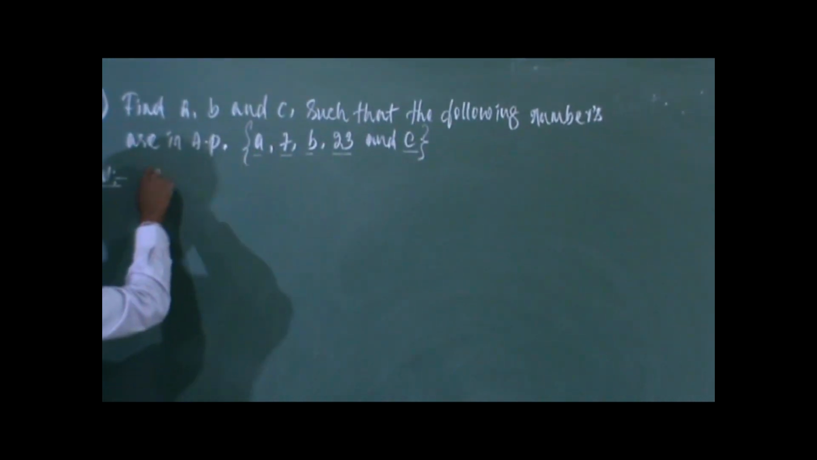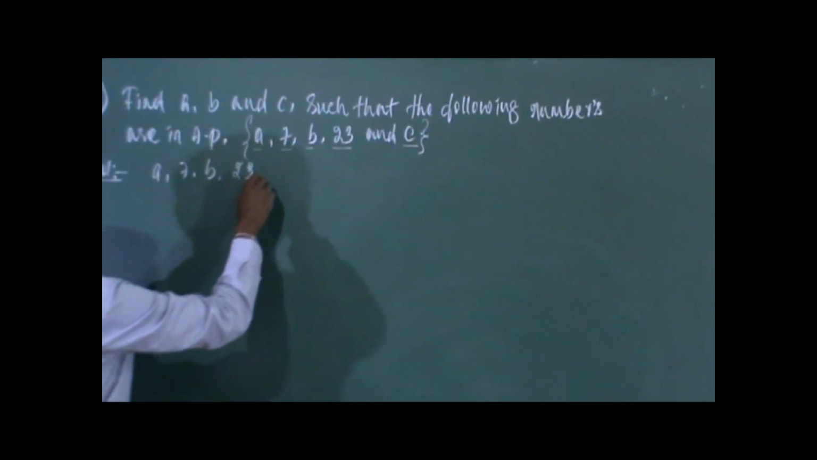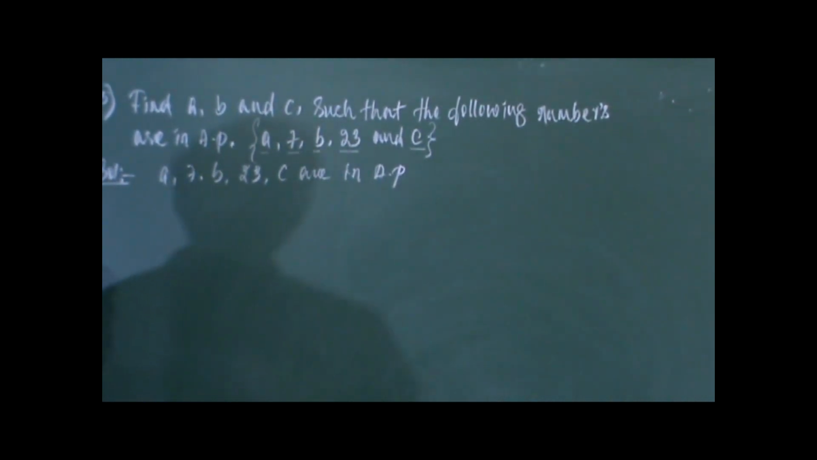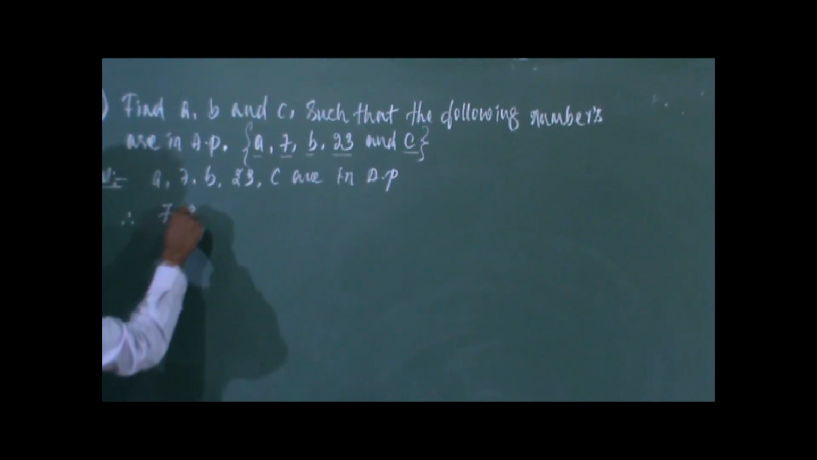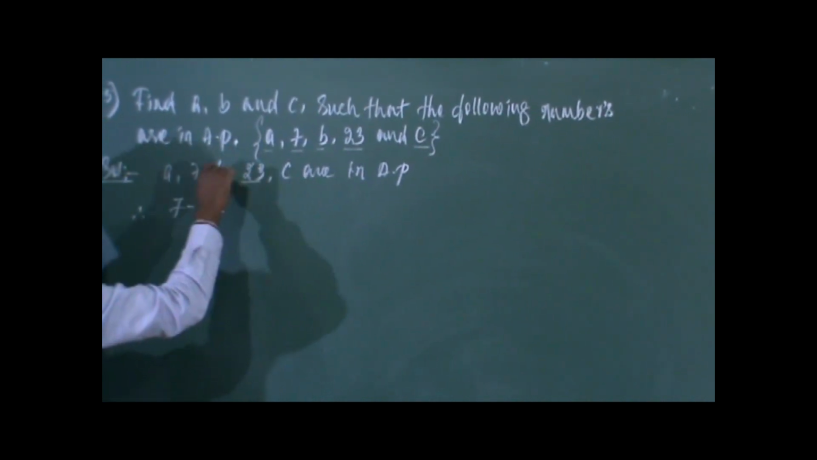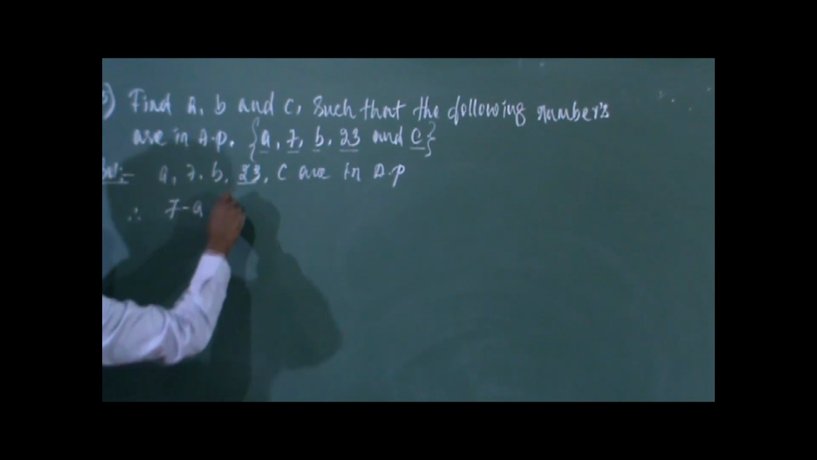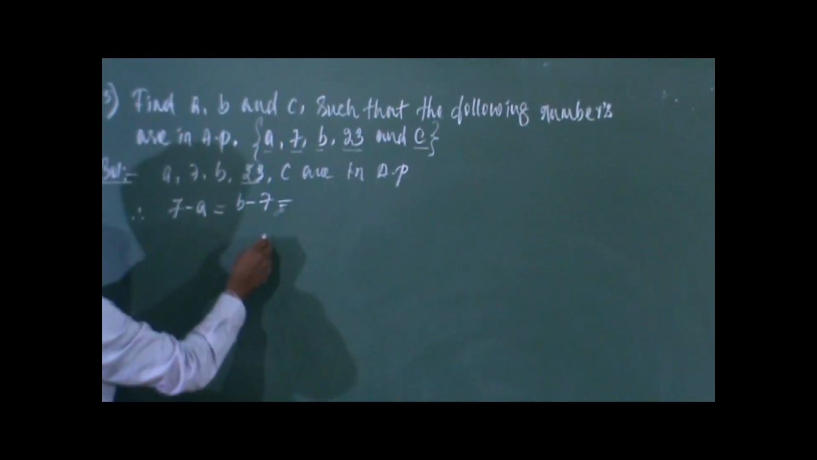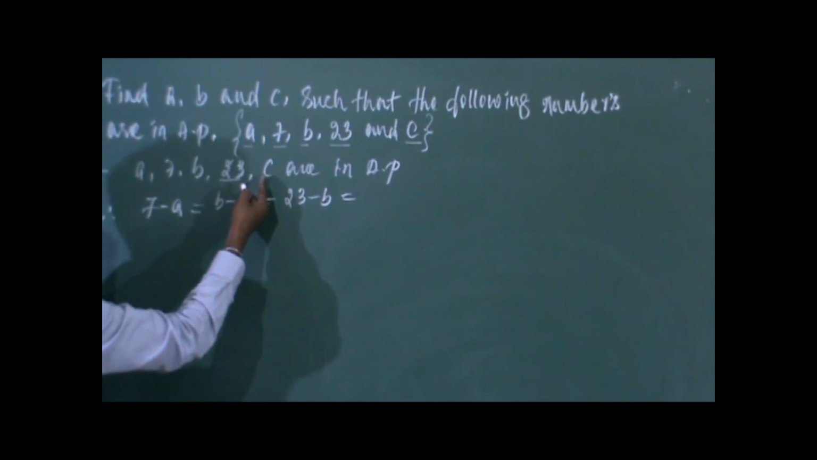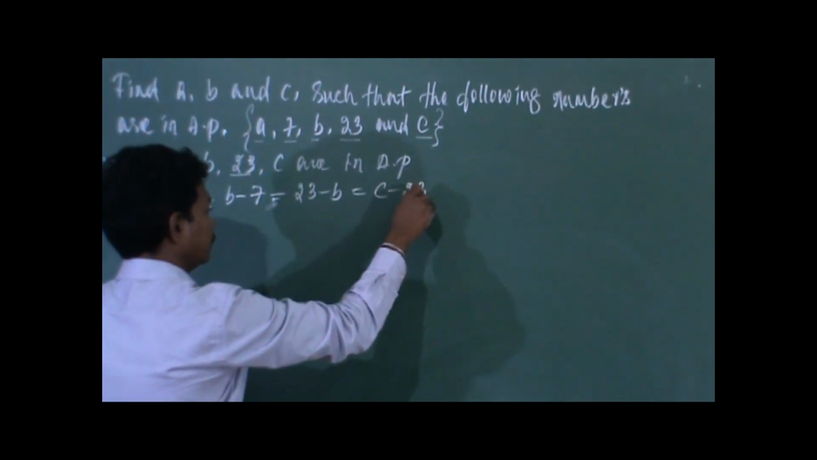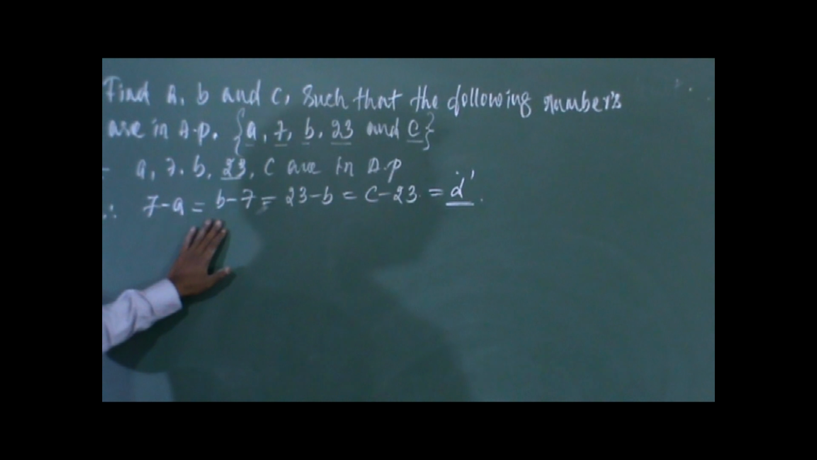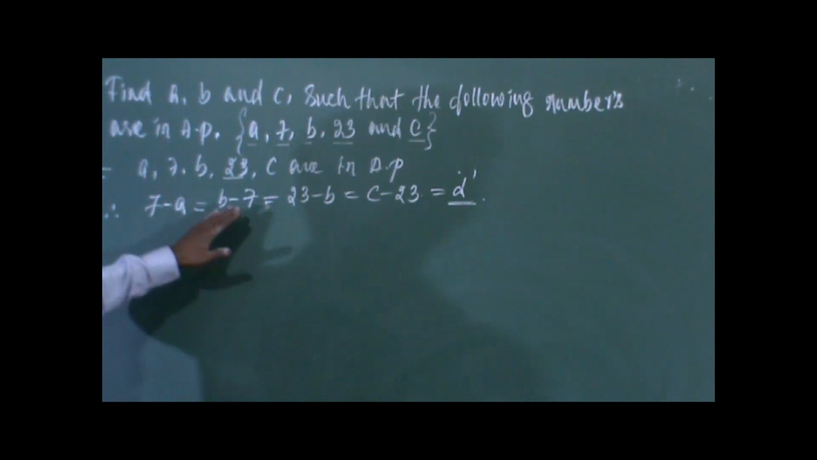Right. So A, 7, B, 23, C are in AP according to the given condition. Therefore 7 minus A, that is the second term minus the first term, will always be equal to the third term minus the second term, that is B minus 7, which is equal to the fourth term minus the third term, that is 23 minus B, which is equal to the fifth term minus the fourth term, that is C minus 23, which gives you the common difference. See, this is the knowledge required here if you want to find the value of A, B and C.